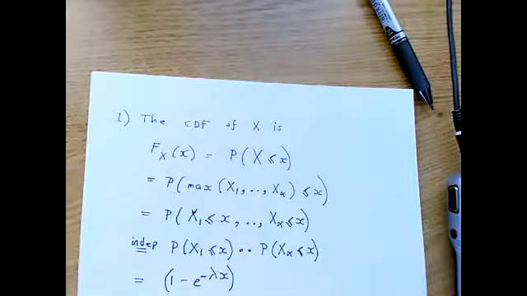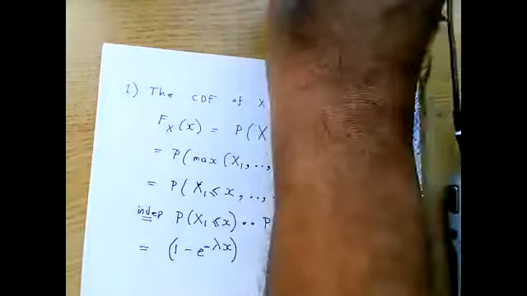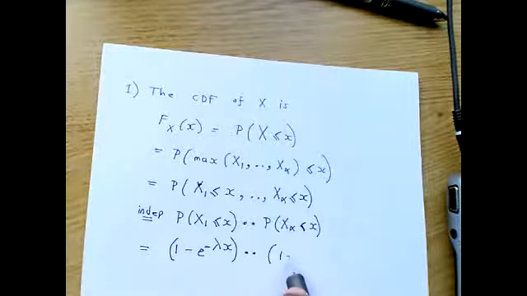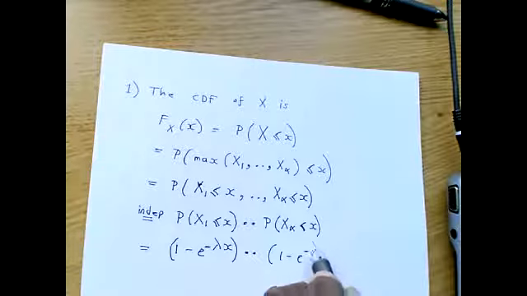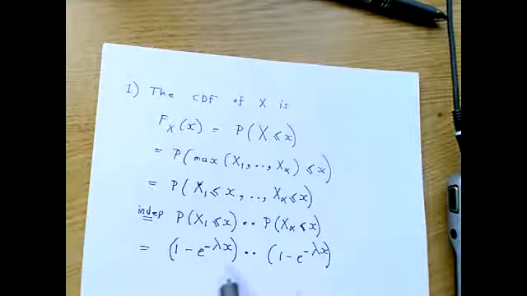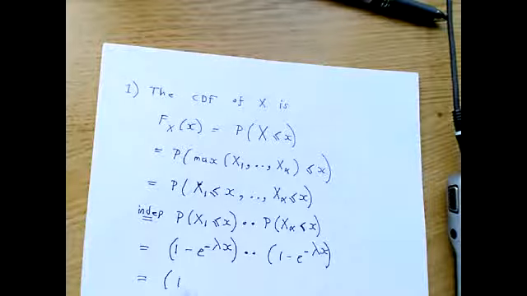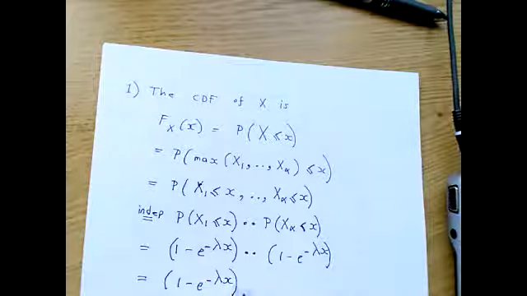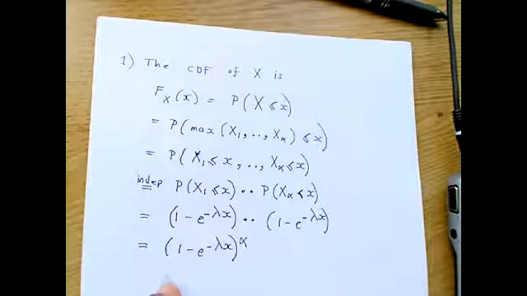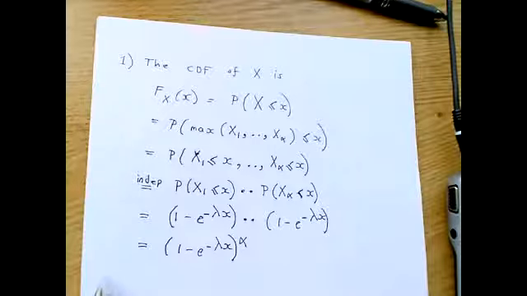You should know that this is the CDF of an exponential with parameter lambda. And the same thing over here. Okay, so you have the same thing repeated alpha times. So the answer is one minus e to the minus lambda x, to the power alpha. So this is the answer to part one of the tutorial sheet.